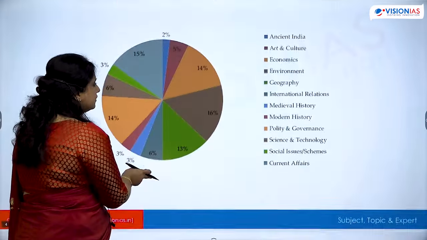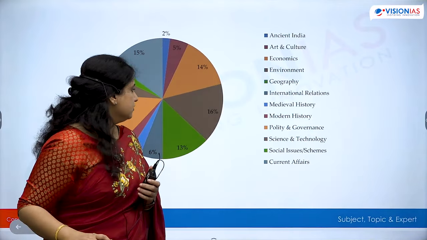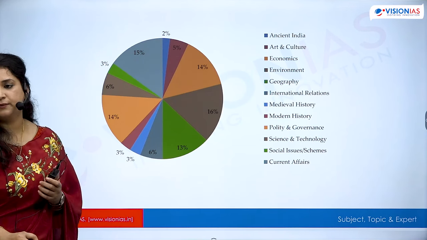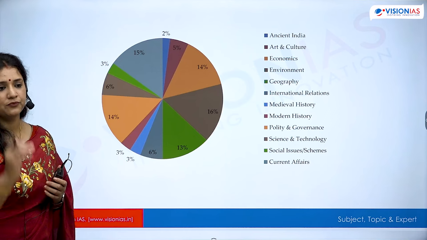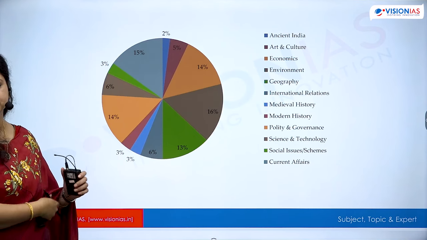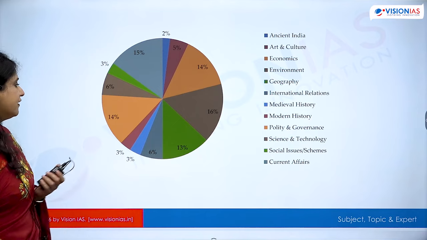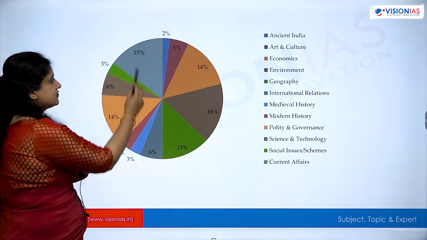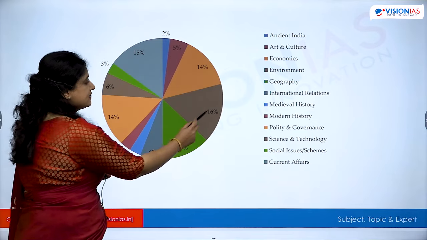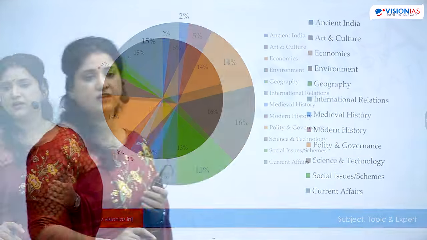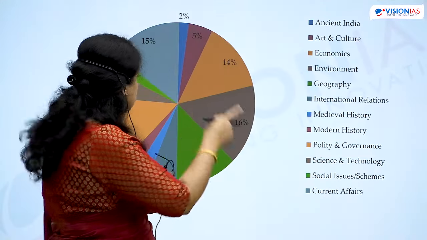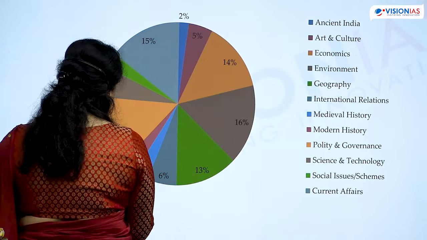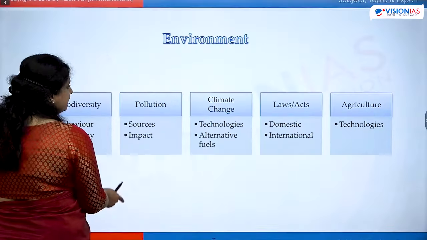Let's take a look at the environment section of this year. Which subject do you see has the major share? Current affairs is this. It's 15% roughly. And this is environment. Okay? And mind you, current affairs section also has some questions related to environment. So that is a major share. Okay, now let's start analyzing the environment section.